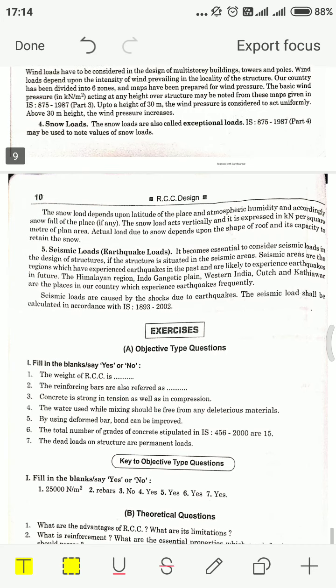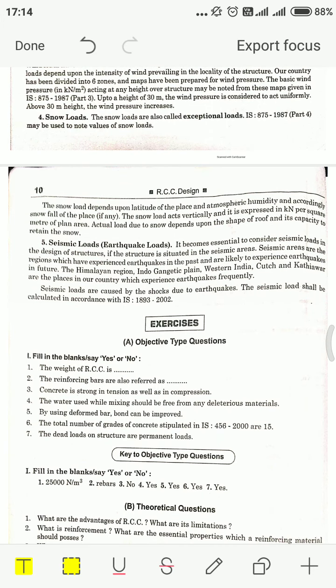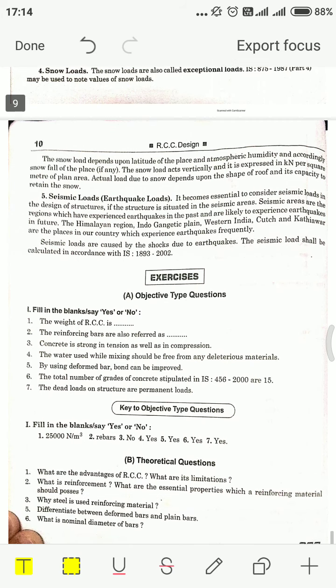Seismic loads are caused by the shocks due to earthquake. The seismic loads shall be calculated in accordance to IS 1893 2002.